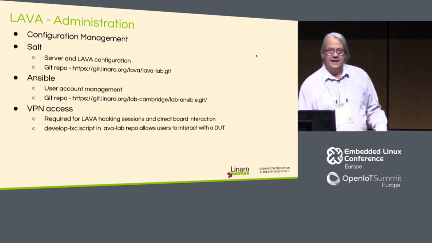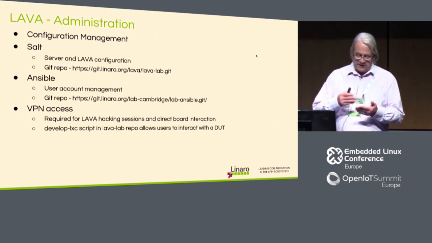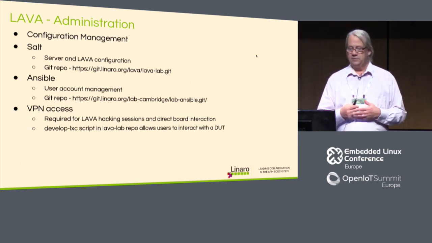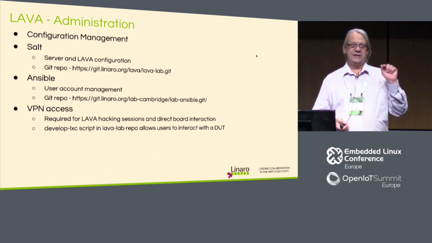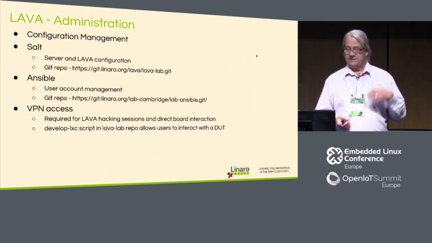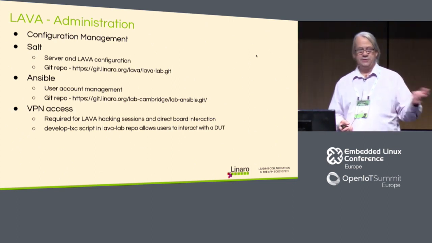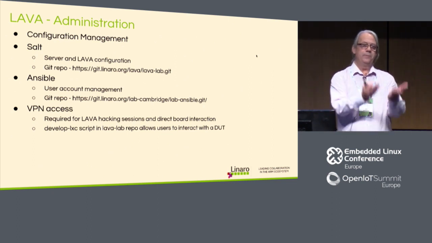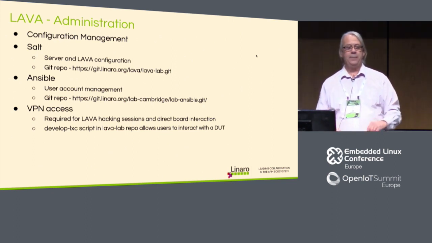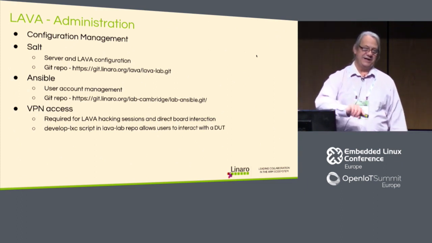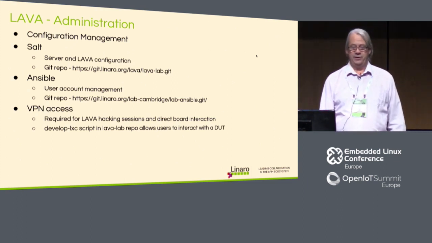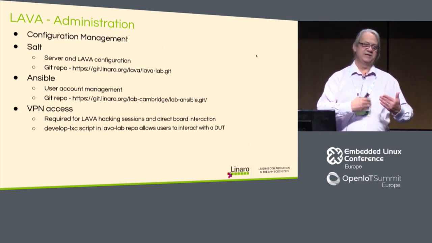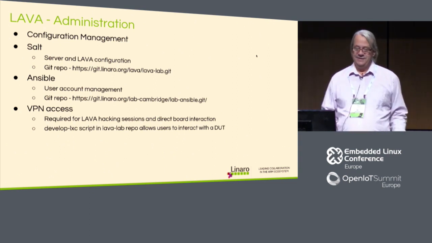Added to that is VPN access, because sometimes people don't just want to submit jobs remotely or using a bot or whatever. They want to be able to actually talk to a board. And there's a thing called a Lava hacking session, which allows you to do that. You submit a job as a hacking session. It deploys the image you want, gets the board powered up, and then gives you SSH access as long as you are within the lab network. For that, you need VPN. You can do it with remote SSH access into a gateway box, but the principle is still the same.